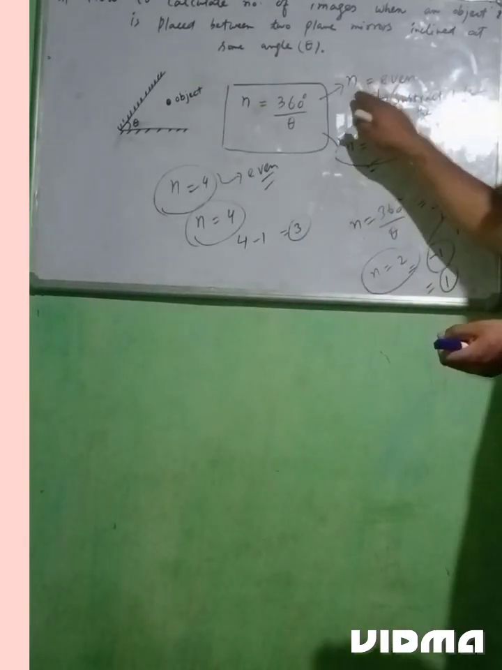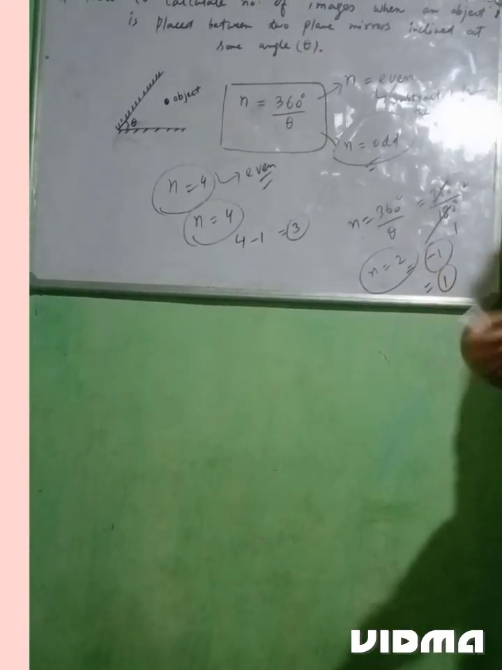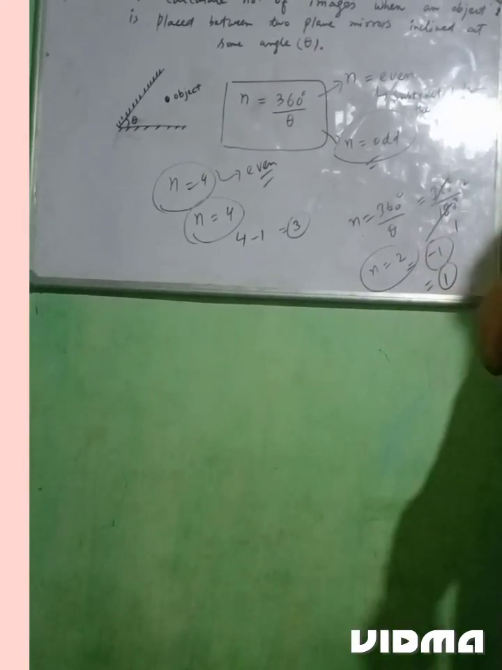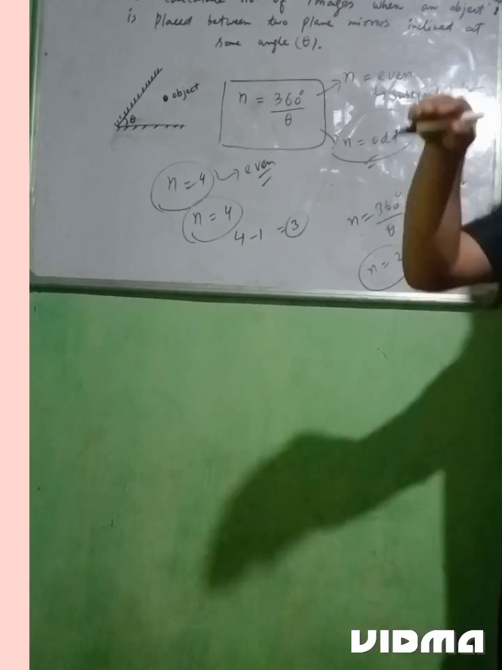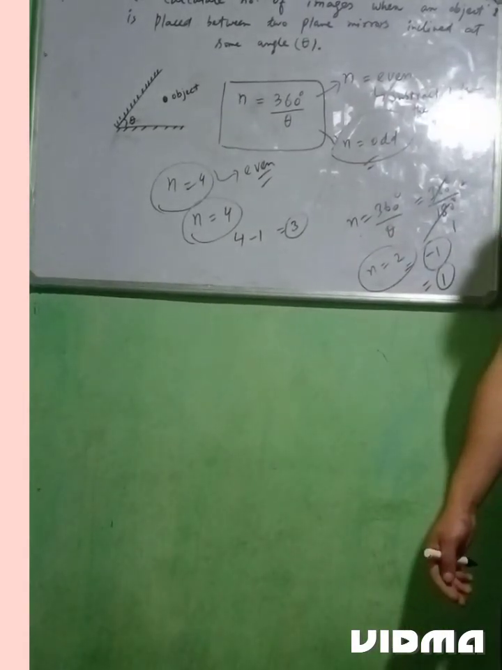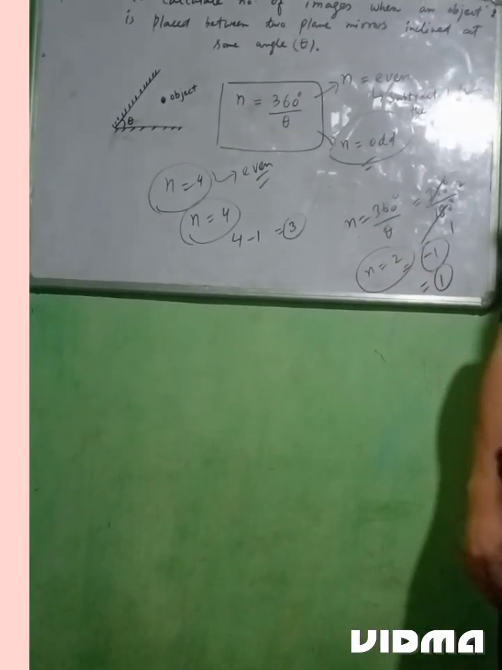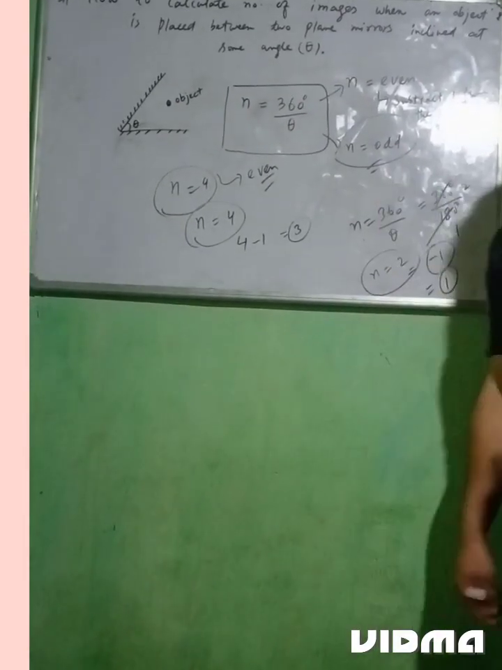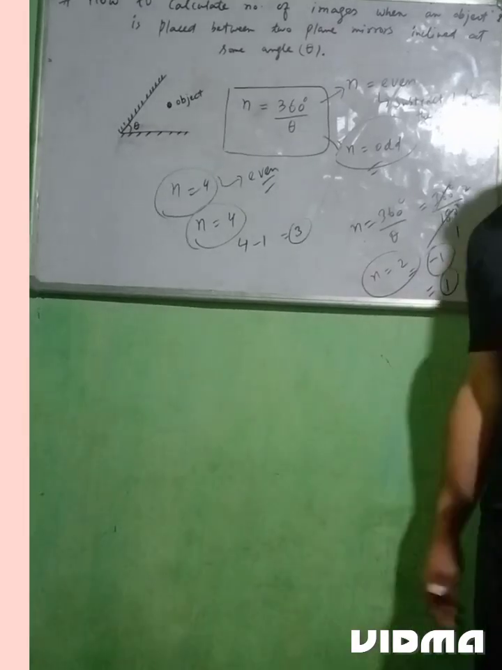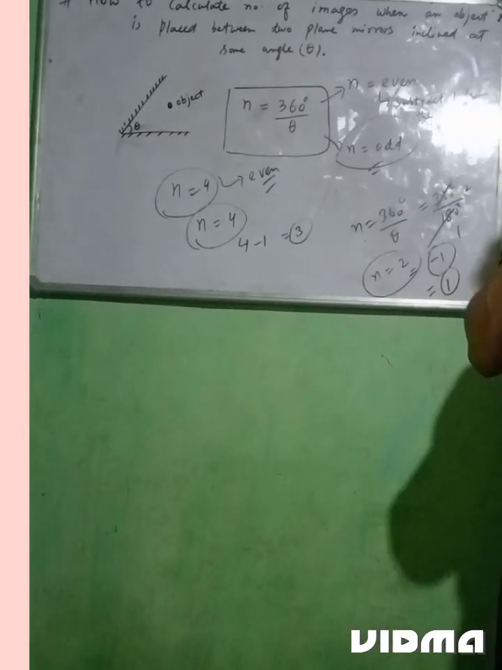मतलब अगर आपको n even निकल के आता है, मतलब 2 निकल के आता है, 4 6 8, then you have to subtract 1. That means you have to do one thing. If you are getting answer equal to 6, then 6 minus 1 will be the final answer of the number of images. And if you are getting answer equal to odd, that means if you are getting answer for example 11, then the number of images will be 11.